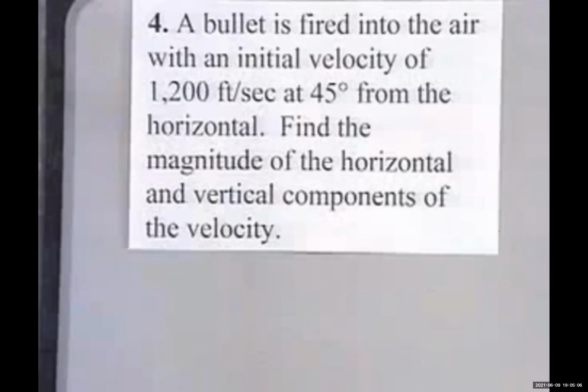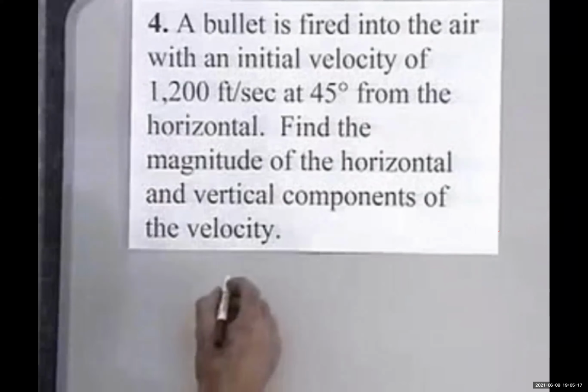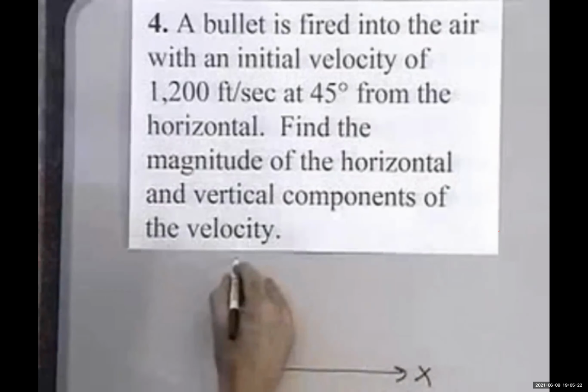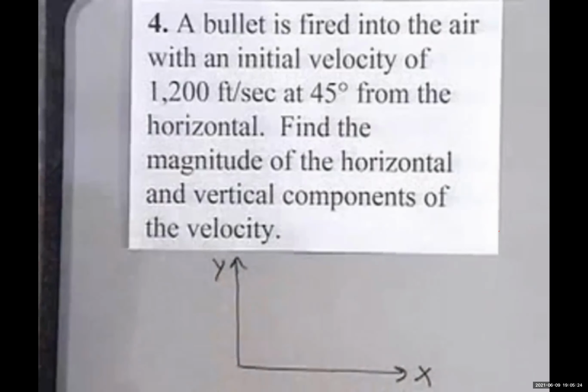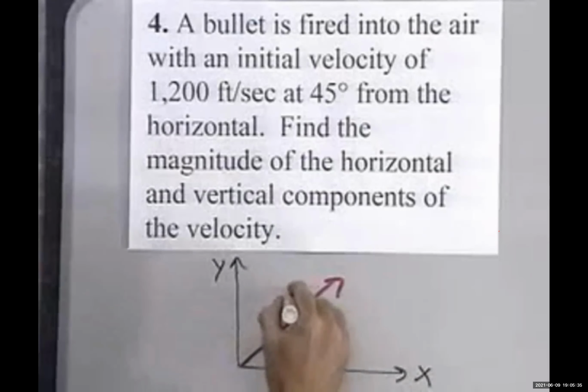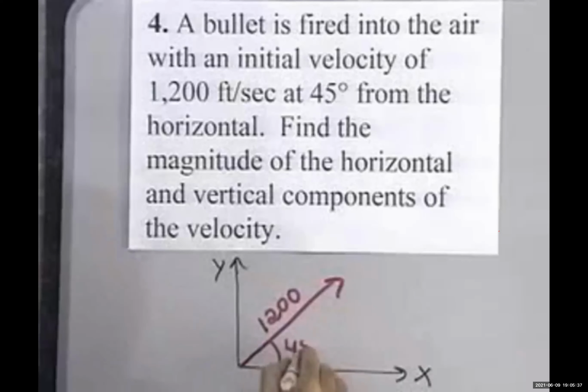Number 4, a bullet is fired into the air with an initial velocity of 1,200 feet per second at 45 degrees from the horizontal. Find the magnitude of the horizontal and vertical components of the velocity. So I'm going to just set up a rectangular coordinate system here. This is my x-axis. This is my y-axis. And I'm going to draw a vector in that has a length of 1,200 feet and comes up from the horizontal at 45 degrees. So this is what my vector looks like right here, 1,200 feet long, and it's up at 45 degrees.